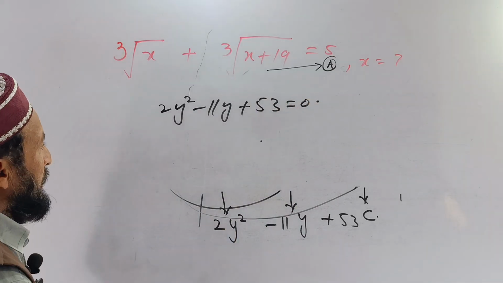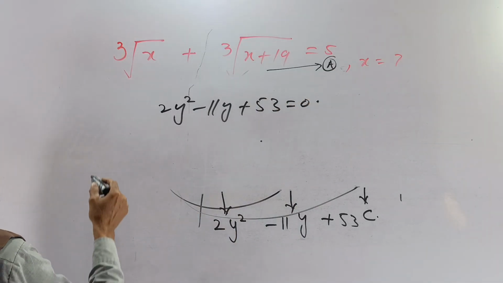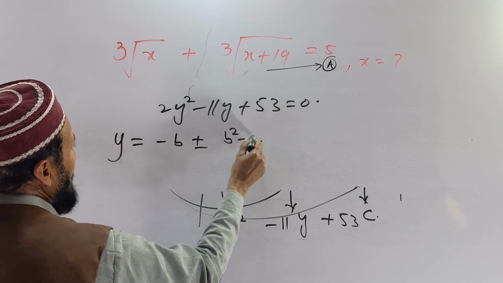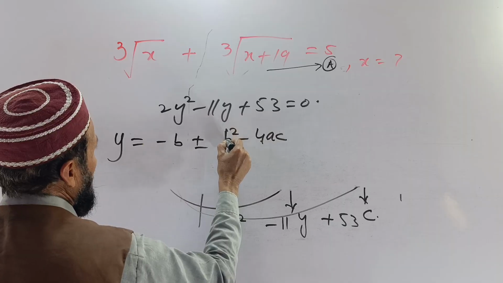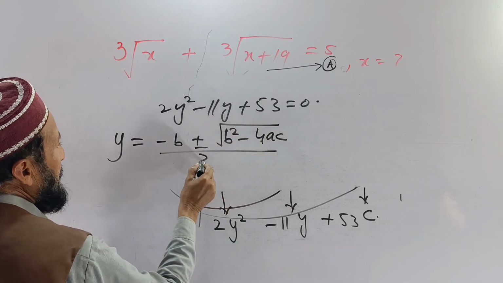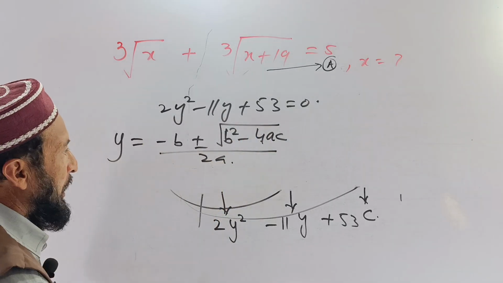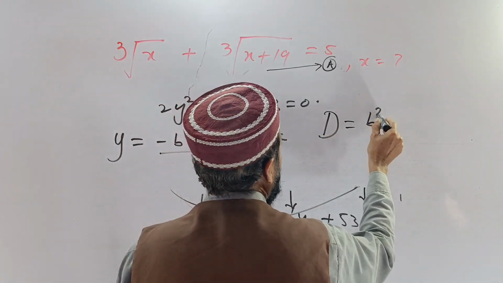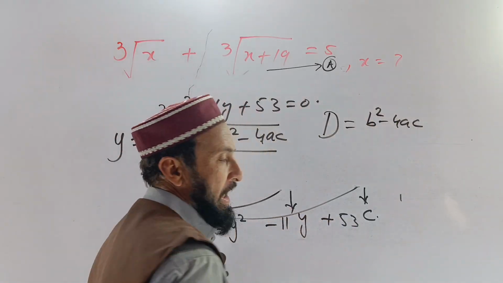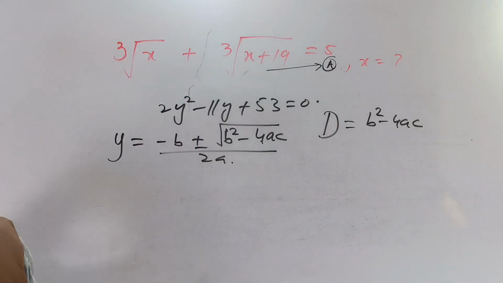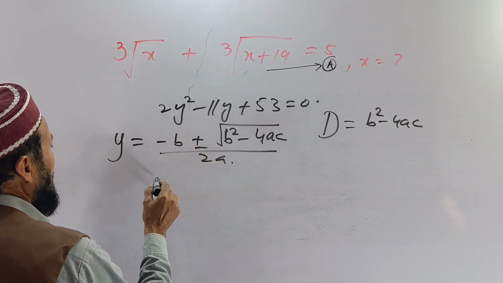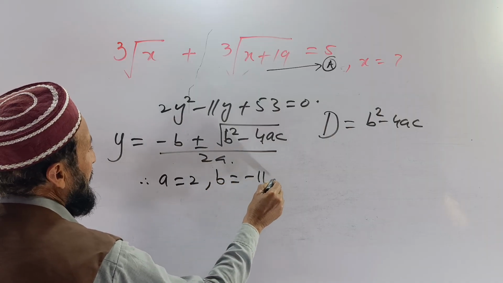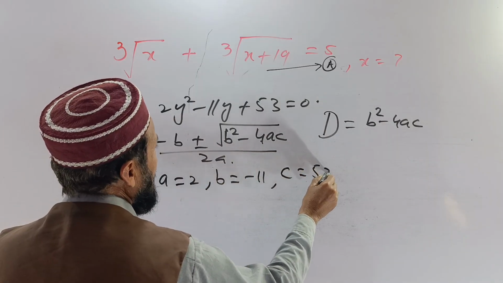Now we are using the quadratic formula. First of all, we have the formula y is equal to minus b plus or minus square root of b square minus 4ac, divided by 2a. We need to find the real part, so first we find the discriminant term. What is the result of this term, real or imaginary? If we compare, here a is equal to 2, b is equal to minus 11 and c is equal to 53.